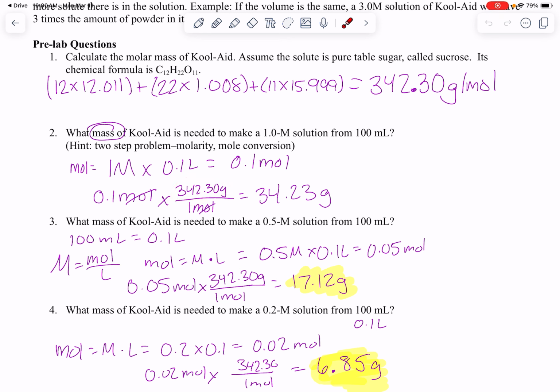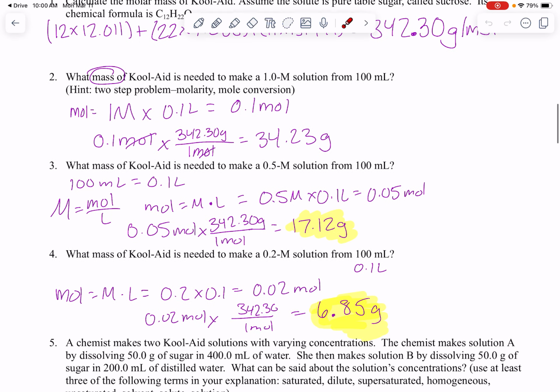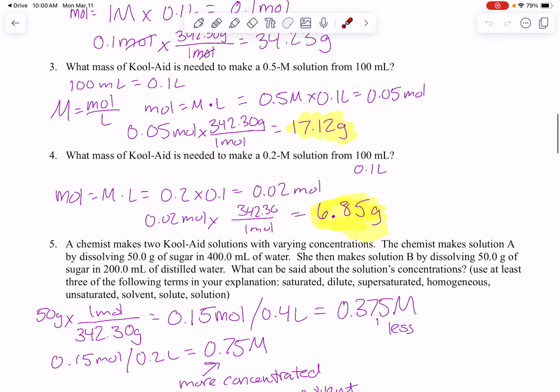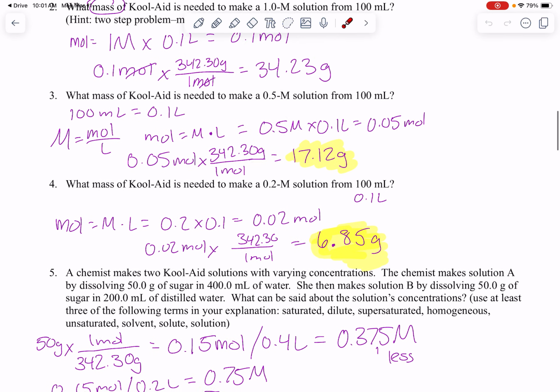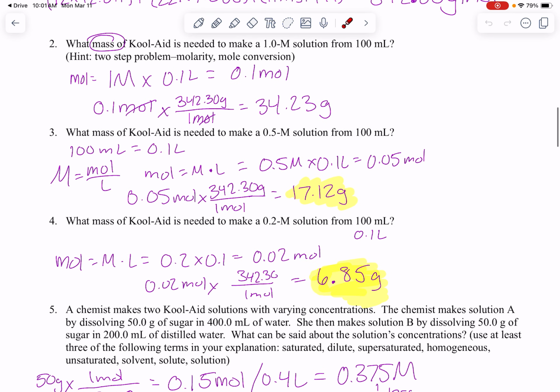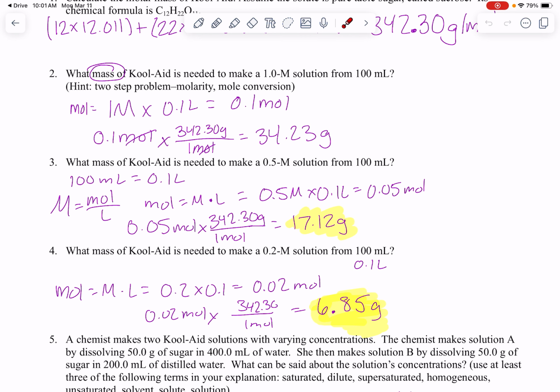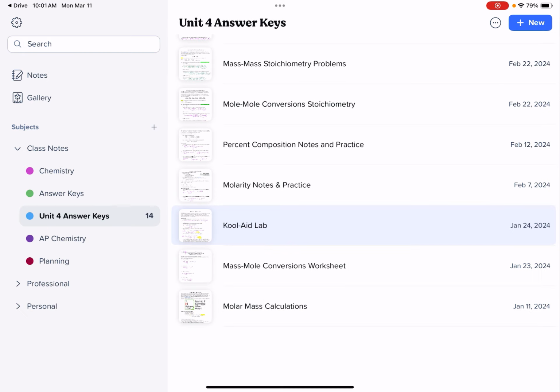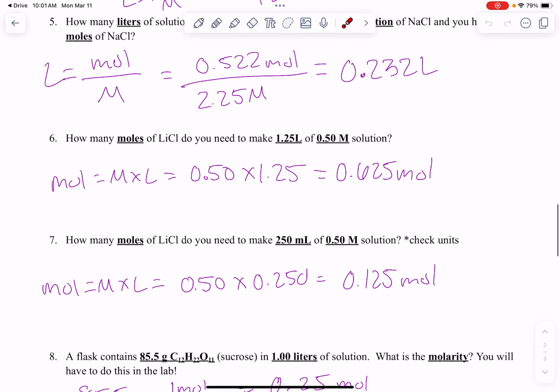I'll talk about molarity in a second, because our equation is moles per liter, so the moles of the solute over how many liters of the solvent you have, or the total volume of the solution. But you might be expected to recall the Kool-Aid lab, because you might be asked for moles or you might be asked for mass. Remember, if you know moles, you also know mass, which is related through the molar mass. Okay, so more on molarity here.